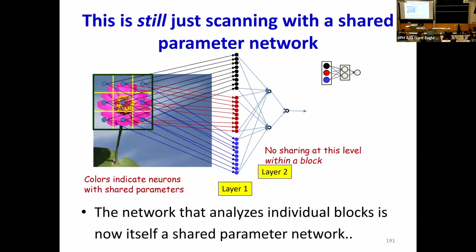So I'm still scanning with an MLP, but within the MLP, I have further parameter sharing, in that within the first layer, I have these copies of parameters. That makes sense to everybody?